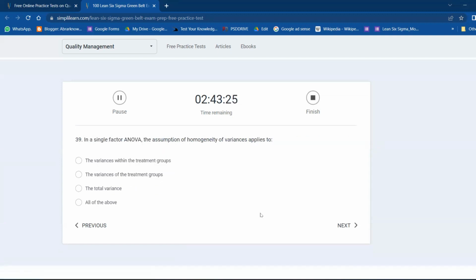39th question I'm solving. In a single factor ANOVA, what does the assumption of homogeneity of variance apply to? That means the variance within the treatment groups.